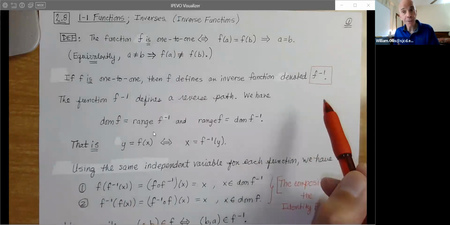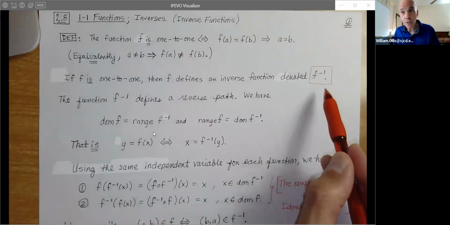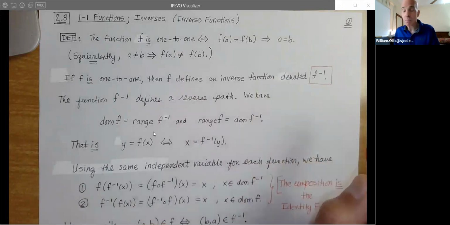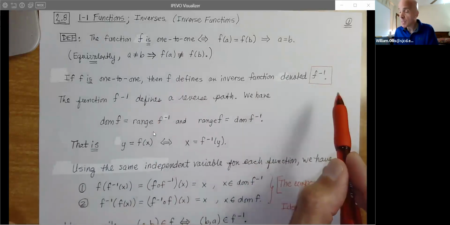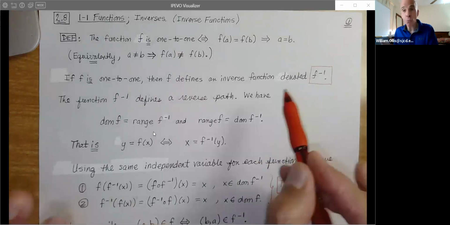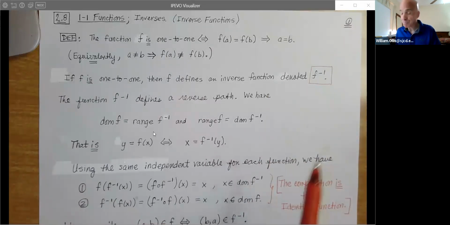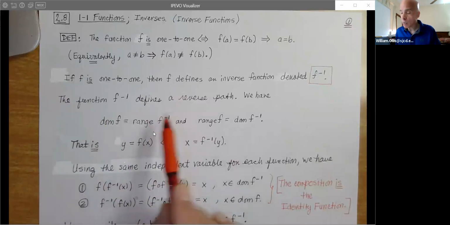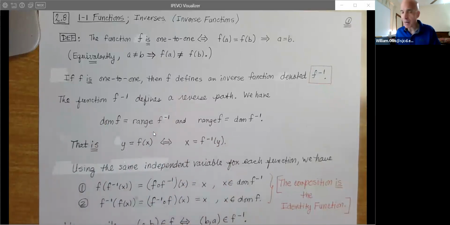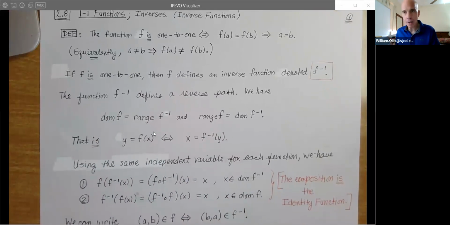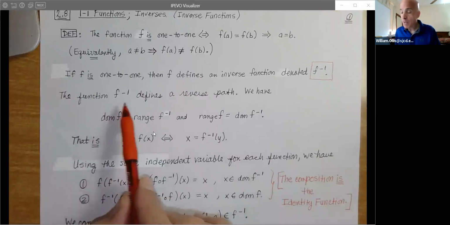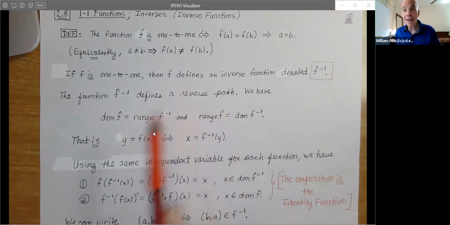So don't think of multiplicative inverse function. And this is convention. This is universal. Everybody writes inverse functions this way. So basically here, and we'll talk about these in an example, but I want to get through all of these attributes of these functions. The function f inverse defines a reverse path.